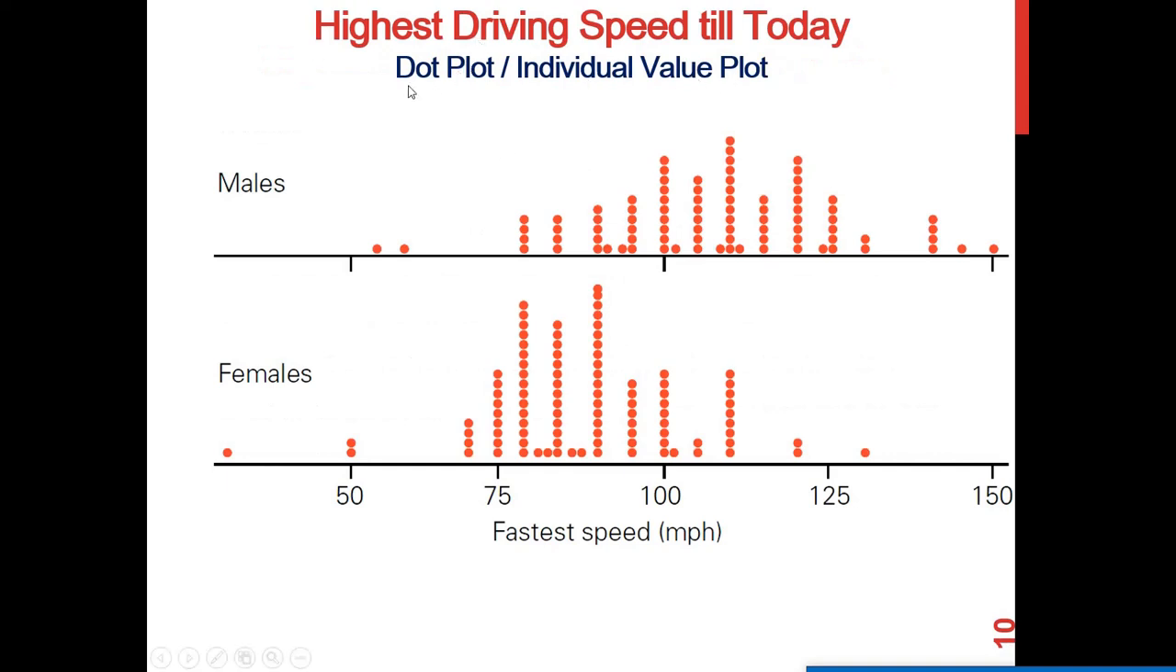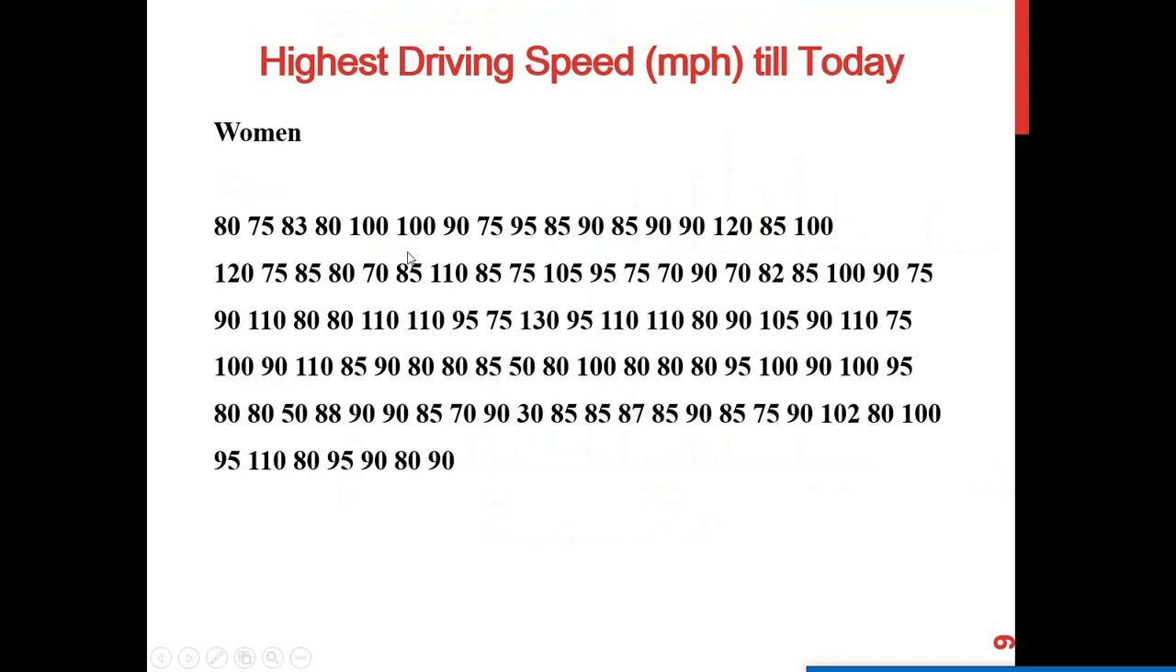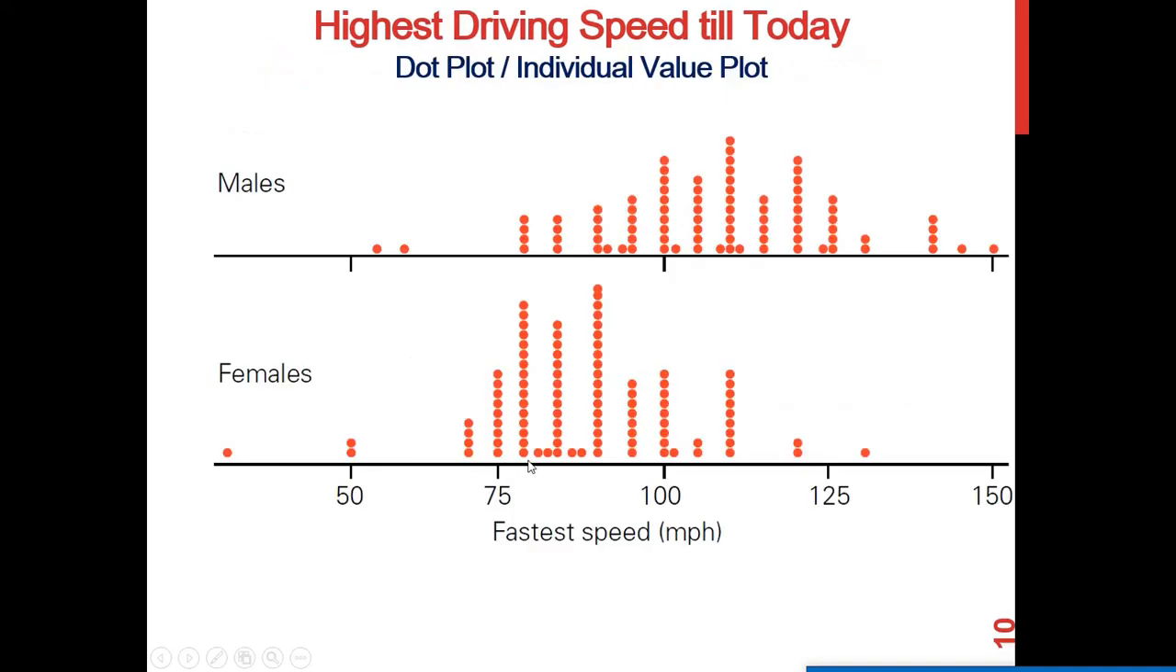The simplest graph that we can draw is known as a dot plot or individual value plot. So what is a dot plot or an individual value plot? What we do is, corresponding to every value we draw a dot. So for example, we have some woman who has driven at 80, so we have a dot at 80. Okay, and if there are many occurrences of a particular value, we draw multiple dots, one on top of each other. So the number of dots represents frequency.